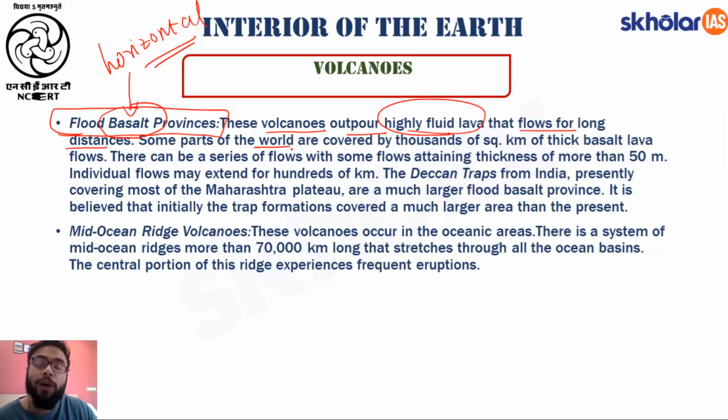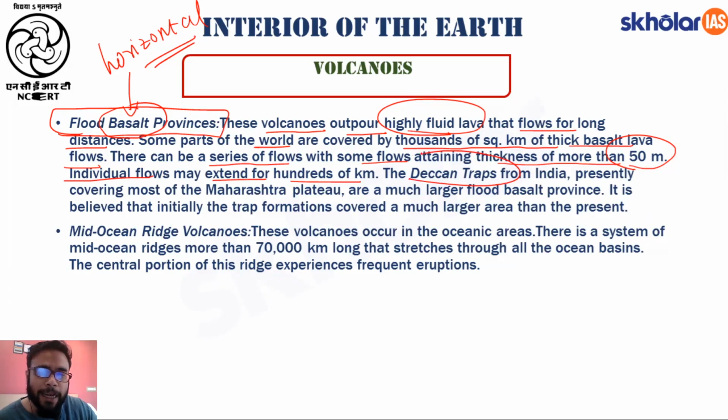Some parts of the world are covered by thousands of square kilometers of thick basaltic lava flows, and there can be a series of flows, with some flows attaining thickness of more than 50 meters, right? So it can have a vertical extent up to 50 meters. Your individual flow may extend for hundreds of kilometers.